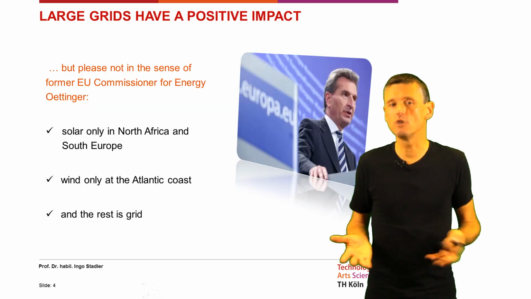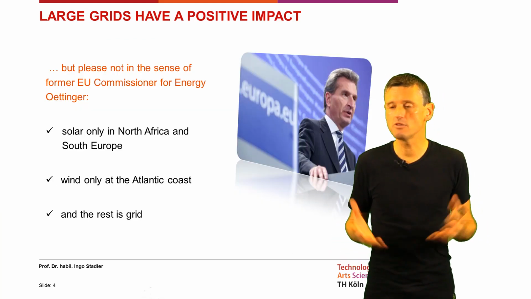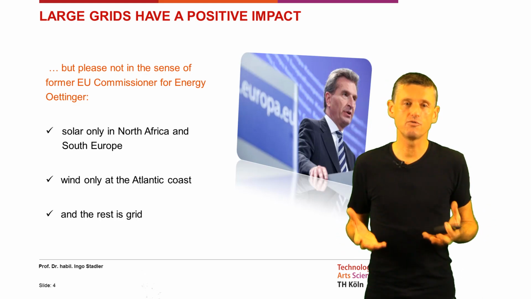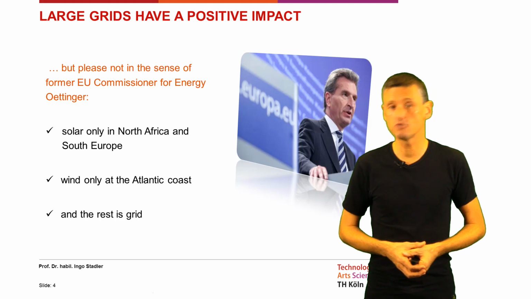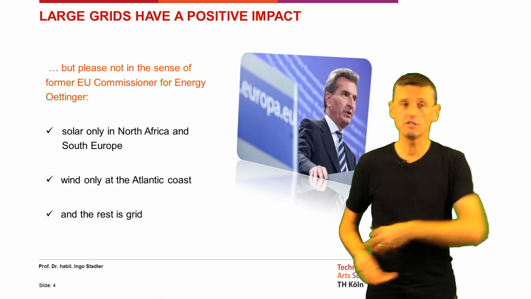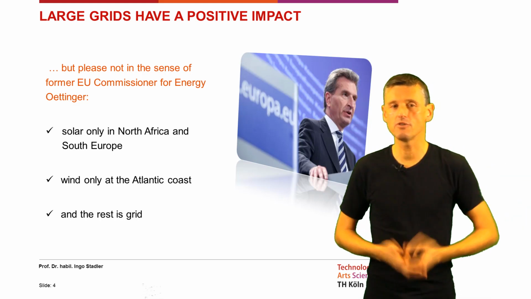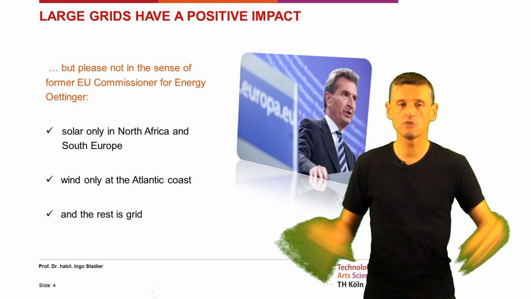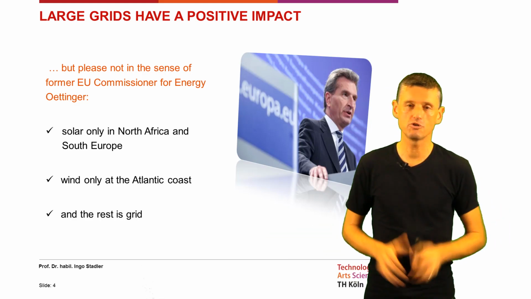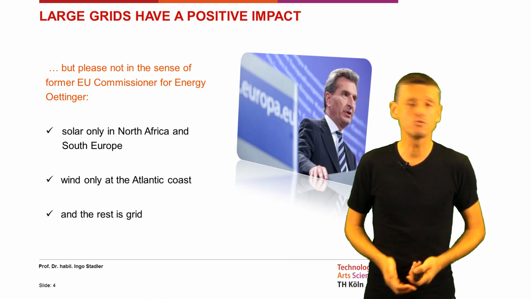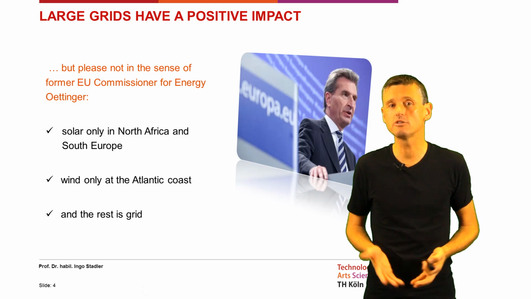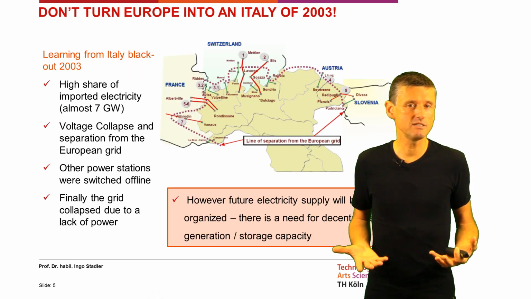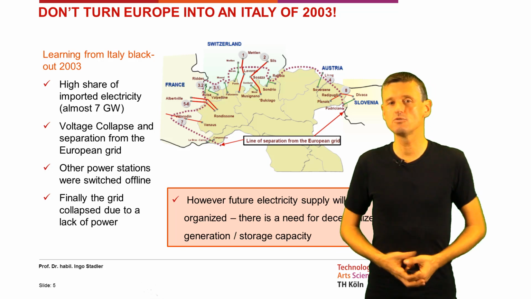But it's not the only thing. So maybe those grids can have a good effect, but please not like the former EU Commissioner for Energy, Günther Oettinger. He said, we only need to have solar in North Africa and South Europe, and wind we do only on the Atlantic coast, and the rest is done by grid, and in Germany we do nothing. For sure it's not a good idea. Why not? I would like to explain that on what happened in reality, and that was Italy in the year 2003.